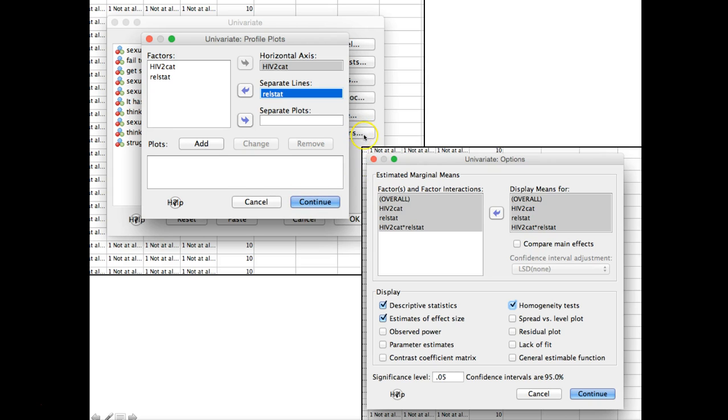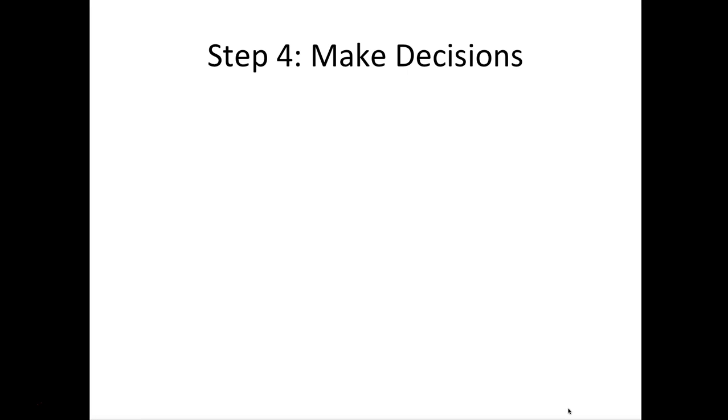And then under options over here, it'll ask you what estimated marginal means that you want to see. And so I would say do all of them to get your overall means, your means for each of the groups, and your simple means for the interactions. And so you'll see what those mean once you click those, and I'll show you what those mean for our example today. But this is exactly what you'll need to do for the factorial ANOVA assignment. You'll want to get descriptive statistics, your estimates of effect size, and homogeneity tests, and then you'll click continue.